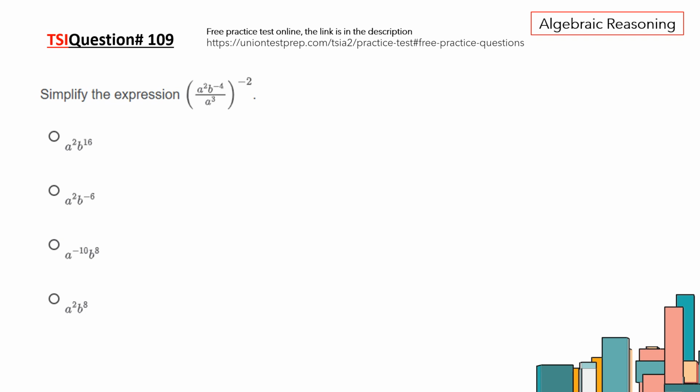Simplify the expression a squared times b to the power of negative 4, over a cubed times b to the power of negative 2.